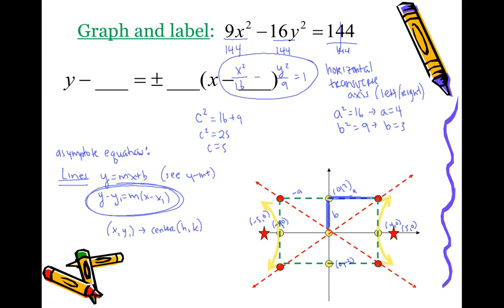So the equation of these asymptotes would be y minus 0 equals the slope. Well, in my case, it's rise over run, so b over a, the y over the x. So 3/4, so plus or minus 3/4 times x minus 0. So I could probably simplify that a little bit. y equals plus or minus 3/4 x. And obviously this one is the positive 3/4 x, and this would be y equals negative 3/4 x.